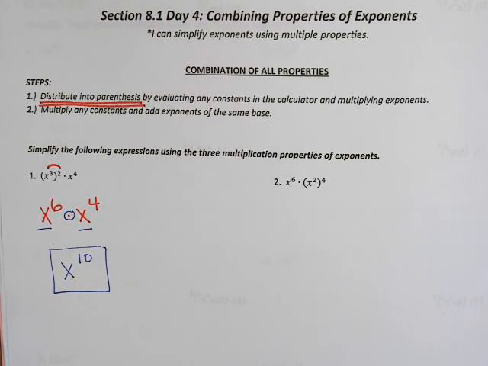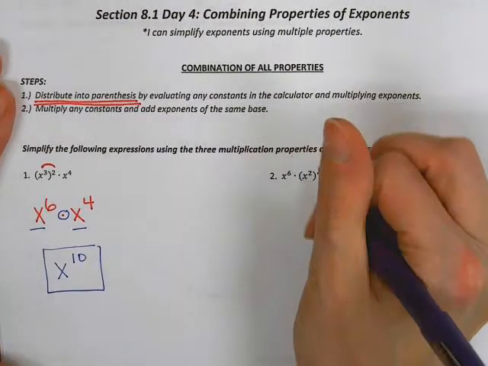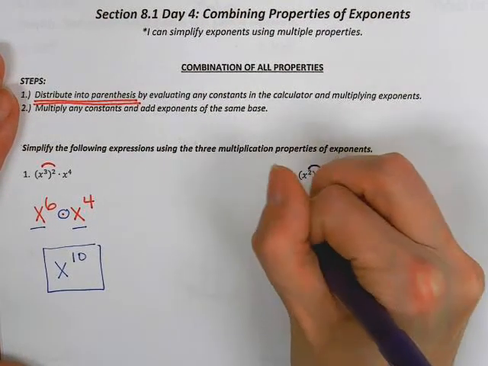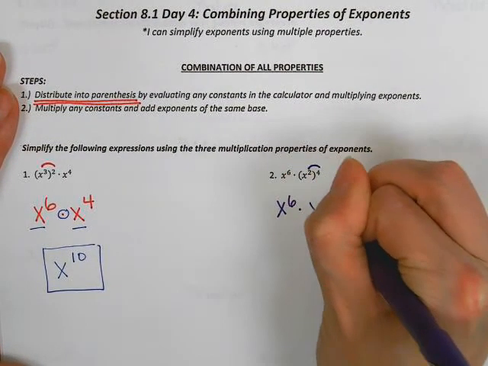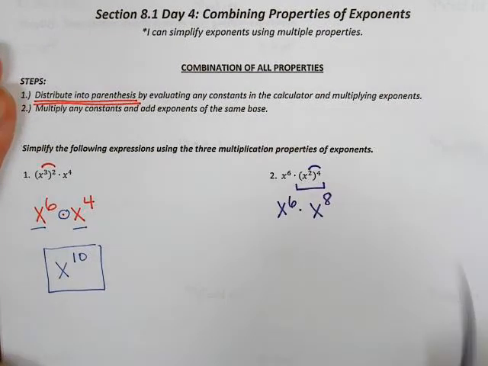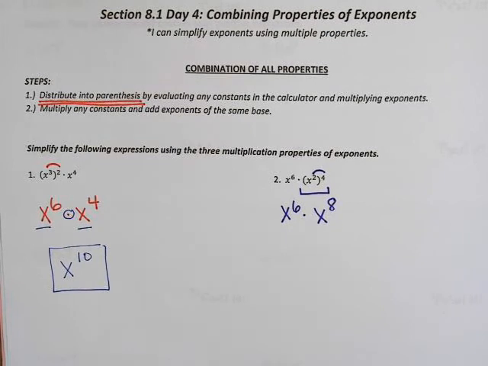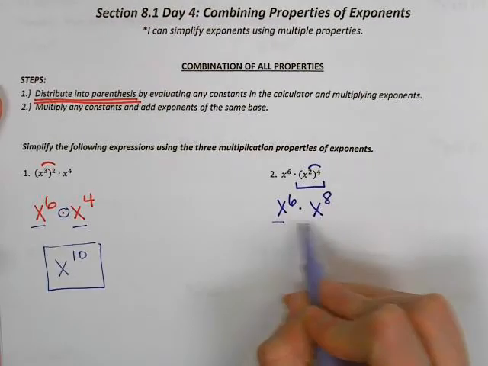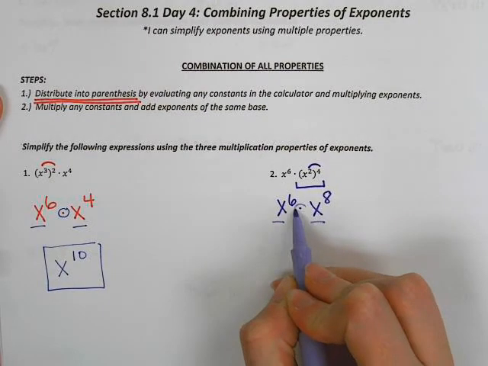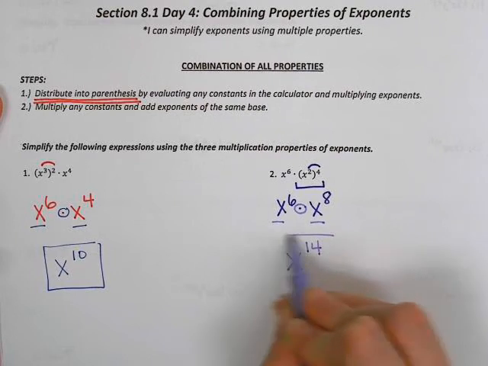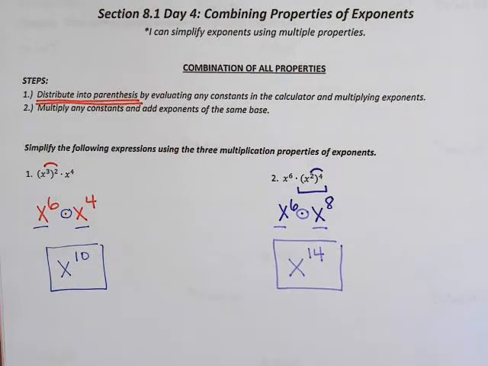So number 2, exponent or parentheses first. If you have a power to a power, you multiply. So that's going to be x to the 6th times x to the 8th, right? This becomes x to the 8th. And then you apply the rule when you have the same base and you're multiplying, the base stays the same, but you add. So it should be x to the 14th.